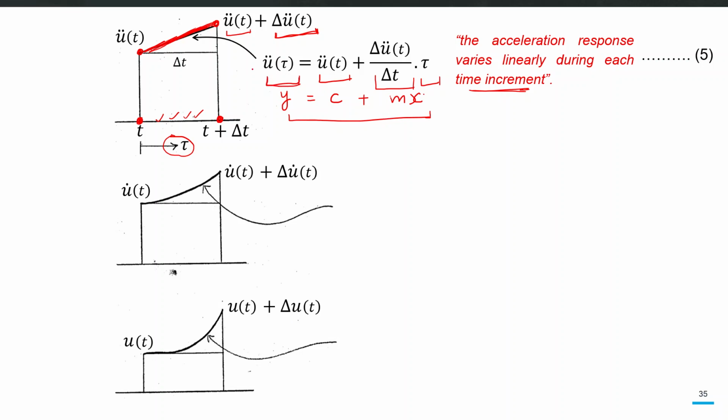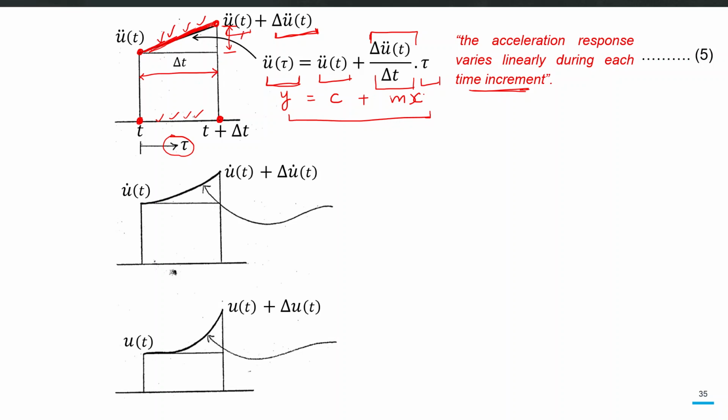So at any tau you will be able to get the acceleration value, which can be here, here, here, or anywhere on this line. So this is the equation of this linear line which we have assumed for acceleration. This term is the slope, delta u dot dot of t divided by delta t. Delta u dot dot of t is this height, which is the total height, divided by the total horizontal distance, which is delta t. So this total is delta t.